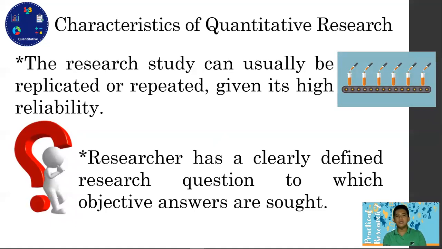The next characteristic is that the researcher has a clearly defined research question to which objective answers are sought. Here, we want to identify very clear research questions that will answer our research problem. Take note that these research questions will answer our research problem, which will give us a clear solution to our problem.